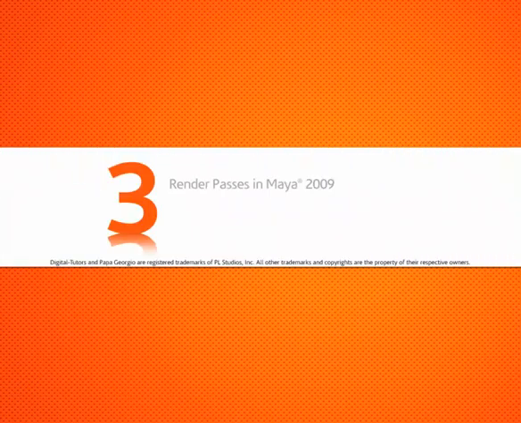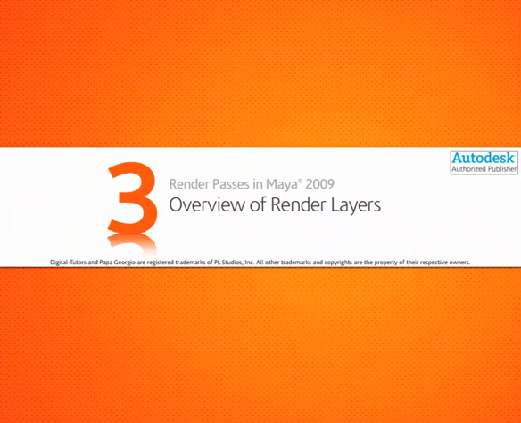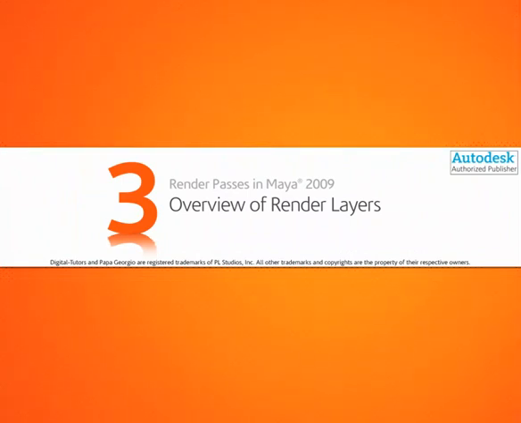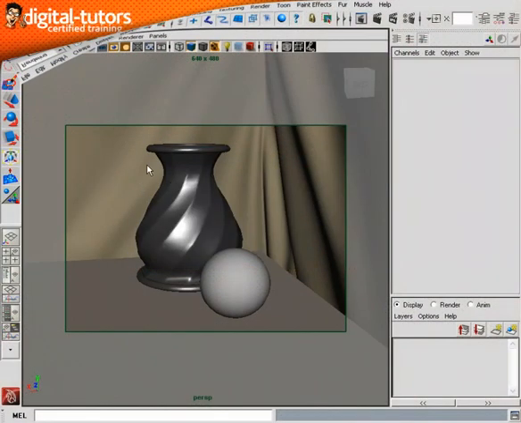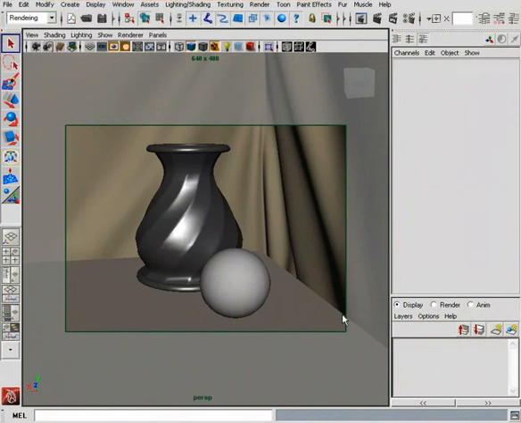Before we begin our discussion on render passes in Maya, let's take a few minutes to explore the render layers. Render layers have actually existed in Maya for quite some time now, and in the past, we could use the terms render passes and render layers kind of interchangeably. But now, in Maya 2009, there's a new dedicated render passes system. So it's important for us to understand the difference between a render layer and a render pass. If you're already familiar with render layers, you're welcome to skip this lesson and proceed to the lesson where we deal with render passes.